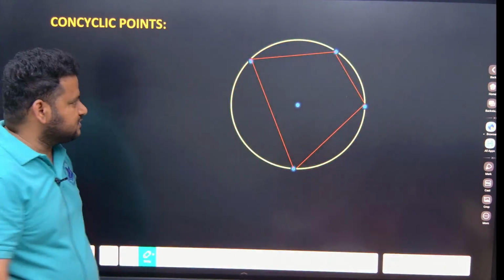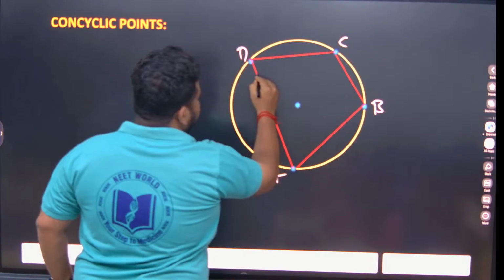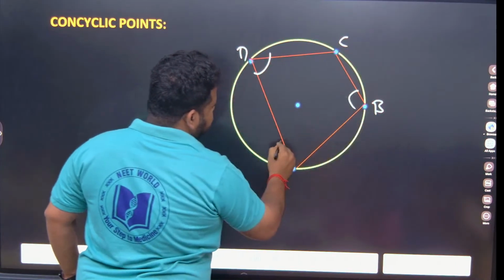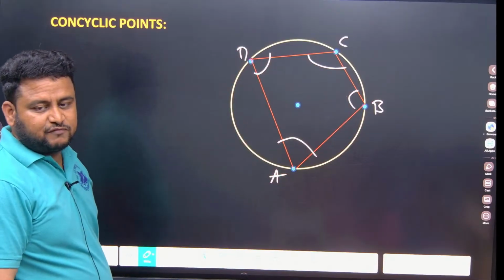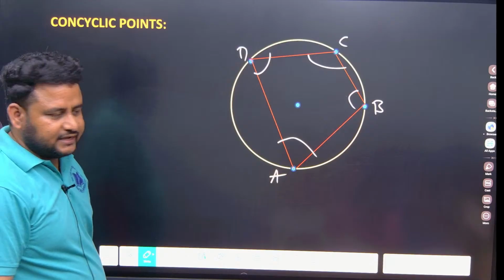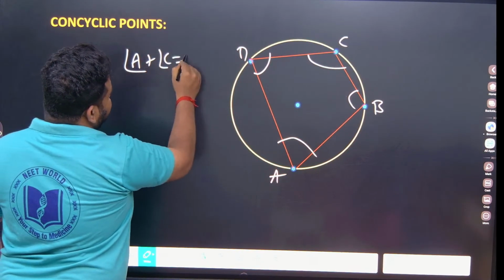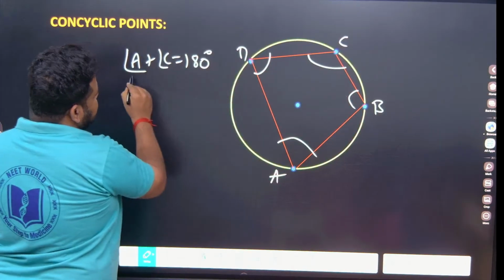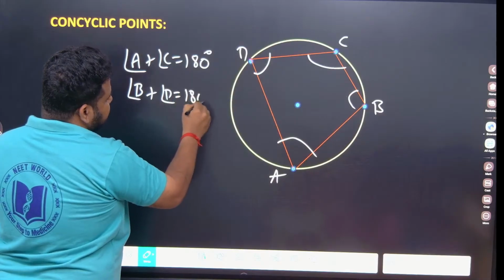Here what happens is, in a concyclic quadrilateral, suppose this is A, B, C and D. The sum of opposite angles is supplementary. Supplementary means 180 degrees. Angle A plus angle C will be equal to 180 degrees. Similarly, angle B plus angle D is equal to 180 degrees. Please make a note.